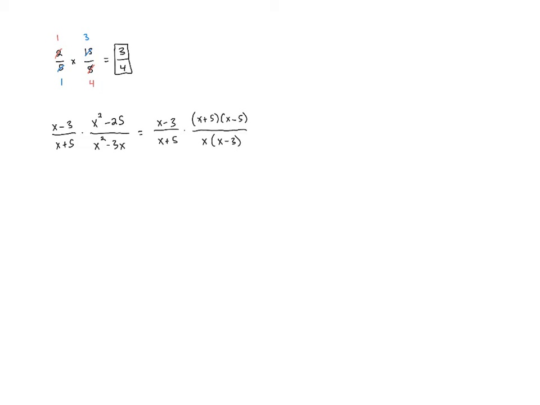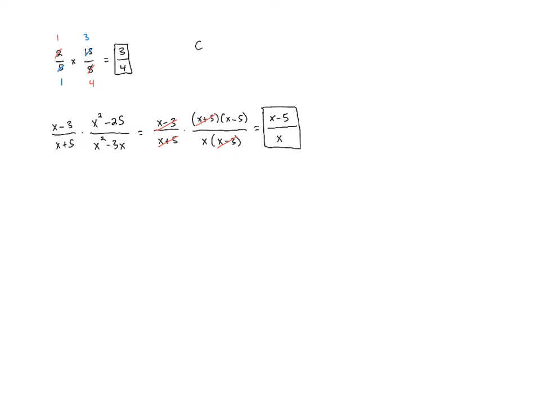Now let's see what we can cancel. There's an x minus 3 that can get canceled in the top and bottom. And also there's an x plus 5 that can get canceled in the top and bottom. Once we cancel those, we're left with just an x minus 5 in the top and an x on the bottom, and that is our final answer.